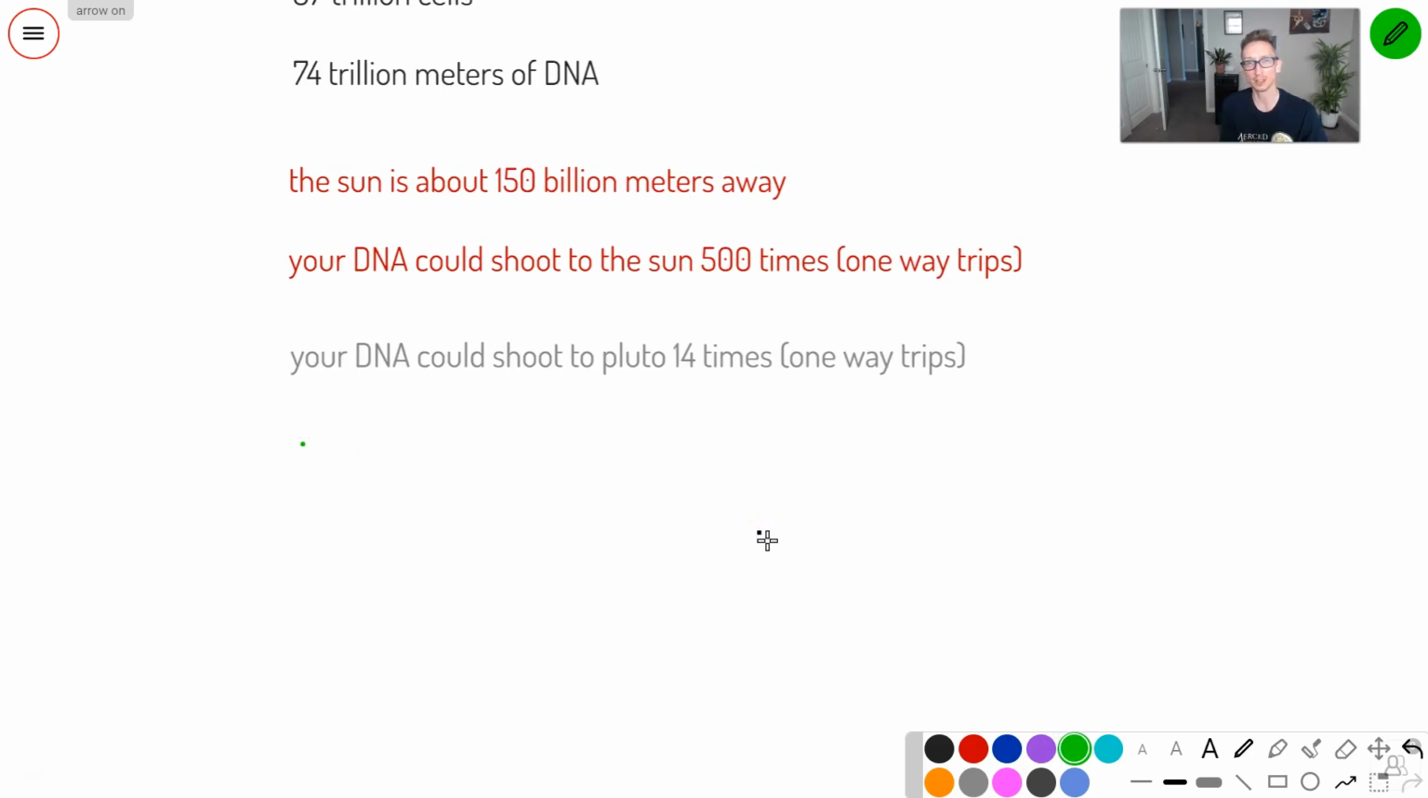Okay, even more crazy. Light travels at a speed. It's very, very fast. It's like 186,000 miles a second. It goes around the Earth like 7 times in a second. Really fast. It would take light 2.7 days to travel the distance of your DNA. That's crazy.